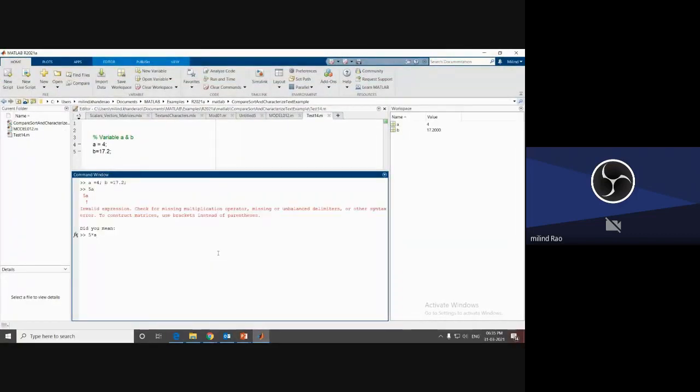Here also I haven't mentioned the sign, so it is asking did you mean this, so it is correcting me. So in this manner you can self-learn also. MATLAB is like a self-learning tool. So I will just say yes, I want to do the multiplication.